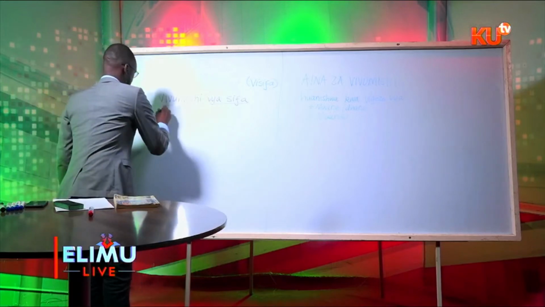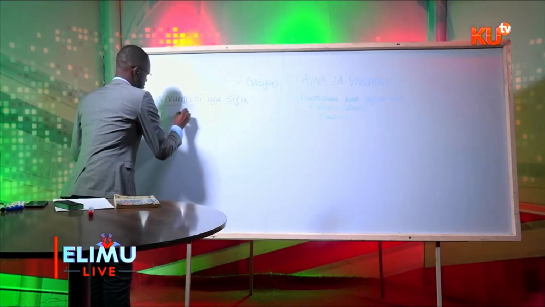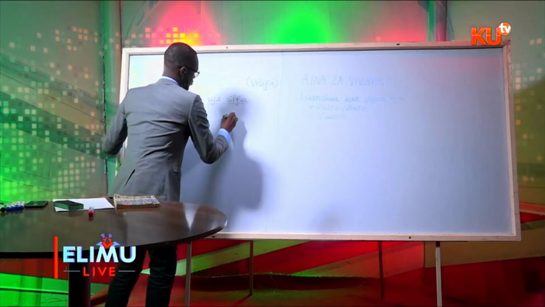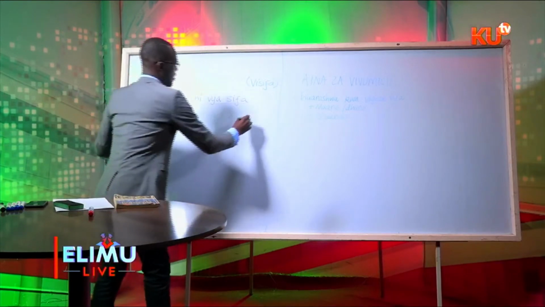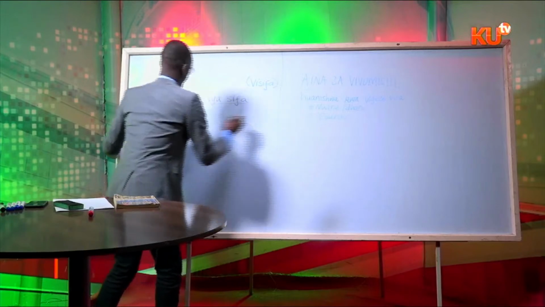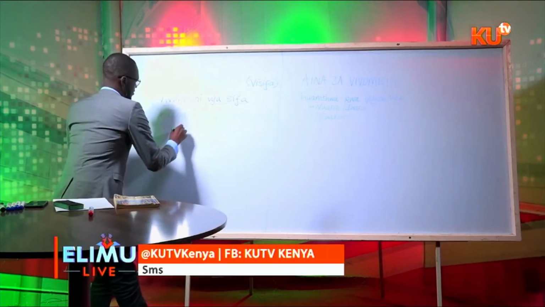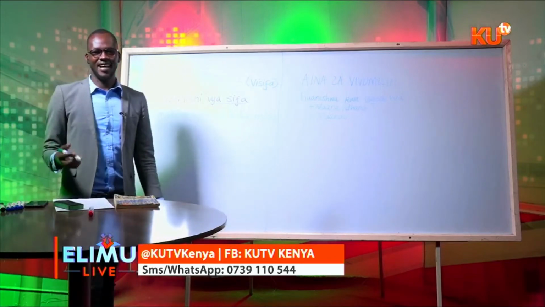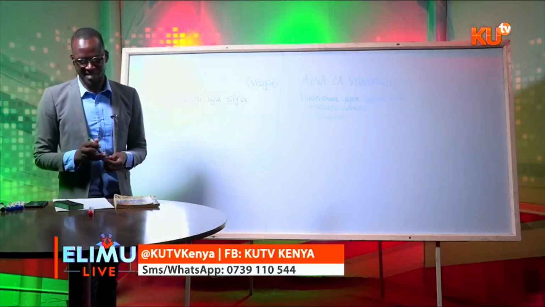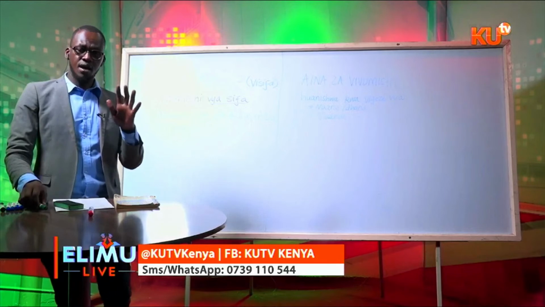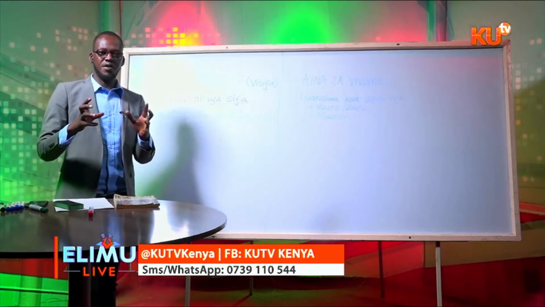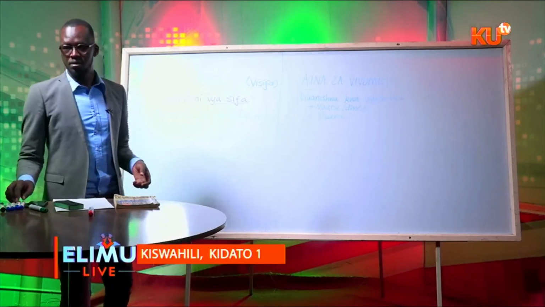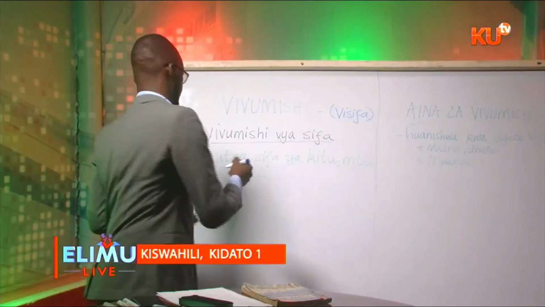Haya, hutoa sifa ya kitu, mtu ama mahali. Tutafute nomino, sio? Alafu tutoe sifa yake tuweze kujua kivumishi basi ni nini. Kwa hivyo huchukua viambishi ambavyo vinaendana na ngeli hiyo. Kama unasema mtoto, tuseme mtoto mrefu.